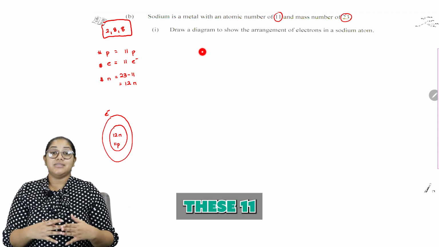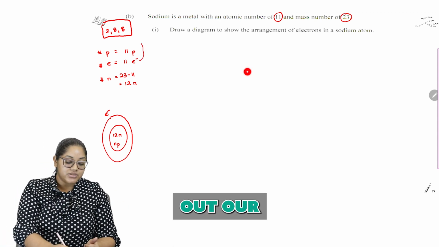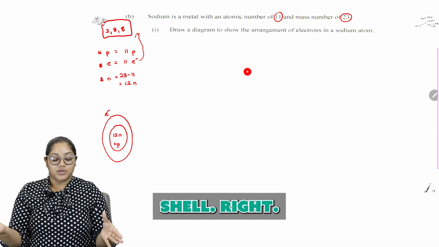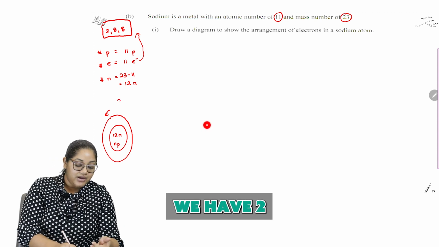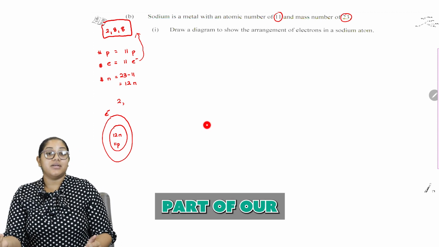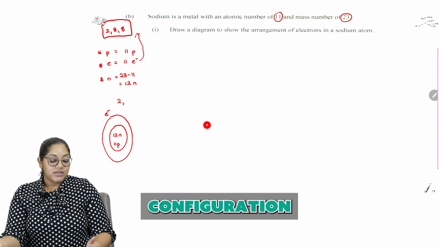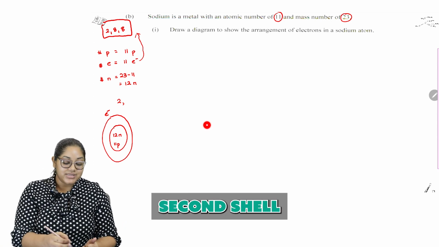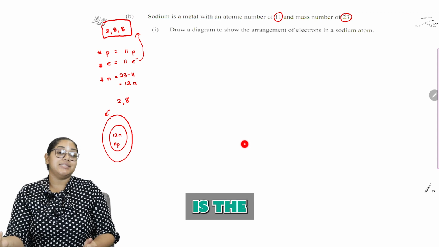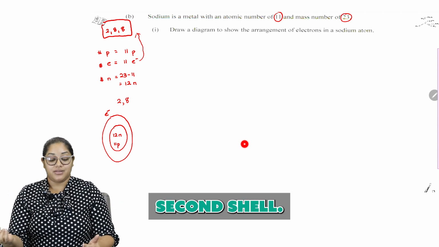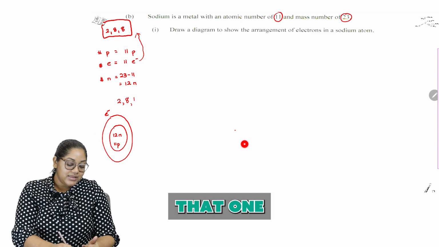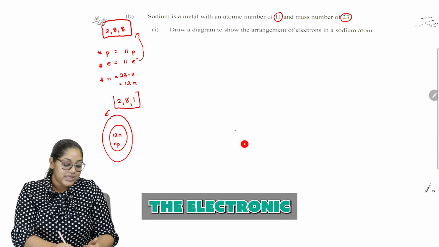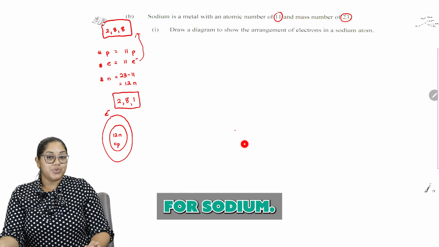So let's see if we can place these 11 electrons. Let's figure out our electronic configuration. 2 out of the 11 will go in the first shell, right? So do you guys agree with this? We have 2 as the first part of our electronic configuration. Now we still have 9 remaining. 8 out of the 9 would go in our second shell, because that is the maximum capacity of the second shell. We have 1 remaining. That 1 will go into the third shell. So this is what we call the electronic configuration for sodium.